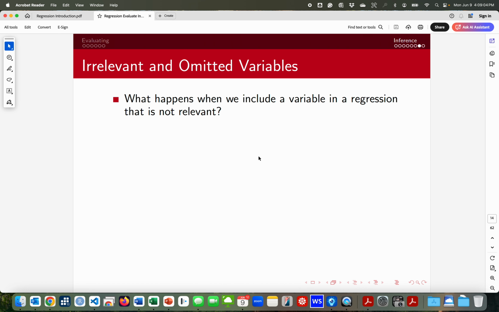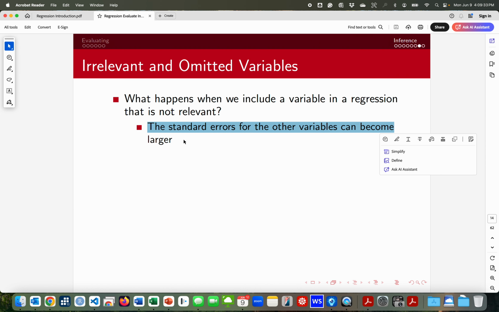So I mentioned earlier that your goal should never be to maximize the R-square, because you can add what we call irrelevant variables. So a variable is irrelevant if it has no relationship with a dependent variable. So if you add a variable to a regression that has absolutely no relationship with the dependent variable, you can create problems for your other variables. So when you start adding things to the regression that don't have any relationship with the dependent variable, the standard errors for the other coefficients become larger.